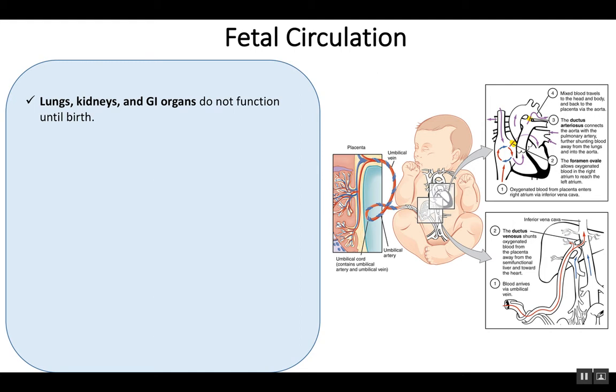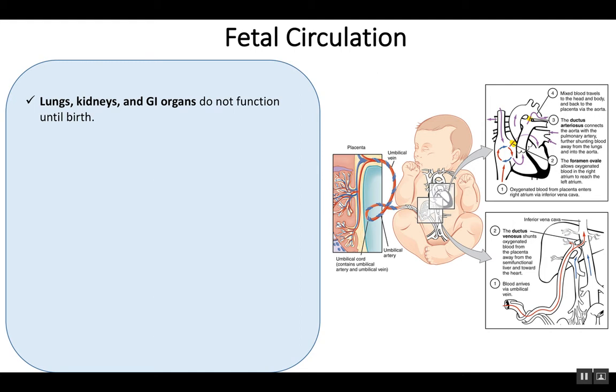The next special circulation is fetal circulation. So the idea here is a developing fetus doesn't have functional lungs, so how do we oxygenate the blood? It doesn't have functional kidneys, so how do we get rid of waste? And it doesn't have a functional GI tract, so how does it get nutrients? And I think we all know one of the answers is the placenta.